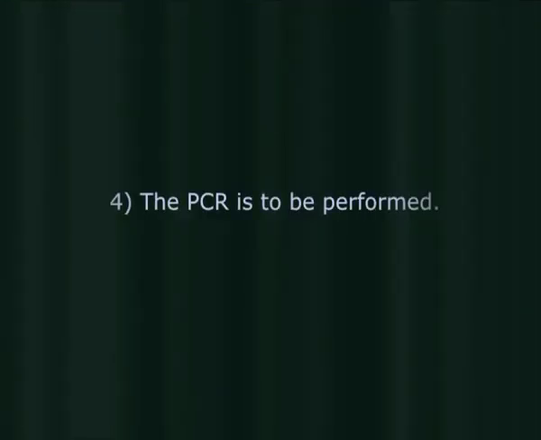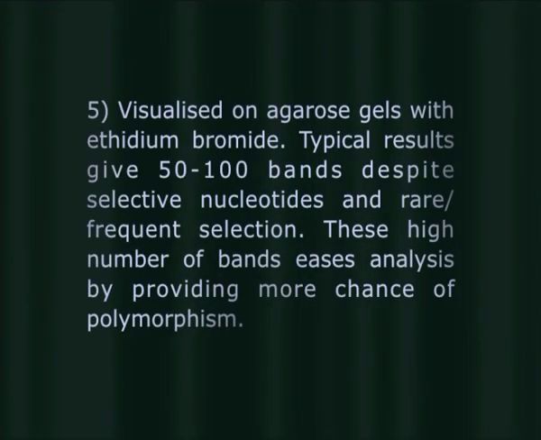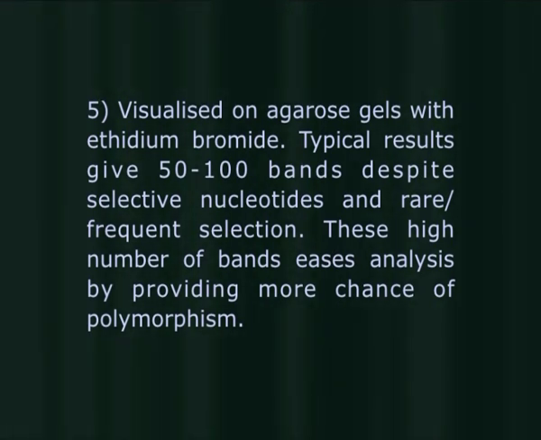Next, the PCR is to be performed. The next step is to visualize on agarose gel with ethidium bromide. Typical results give 50 to 100 bands despite selective nucleotides and rare or frequent selection. This high number of bands eases analysis by providing more chance of polymorphism.